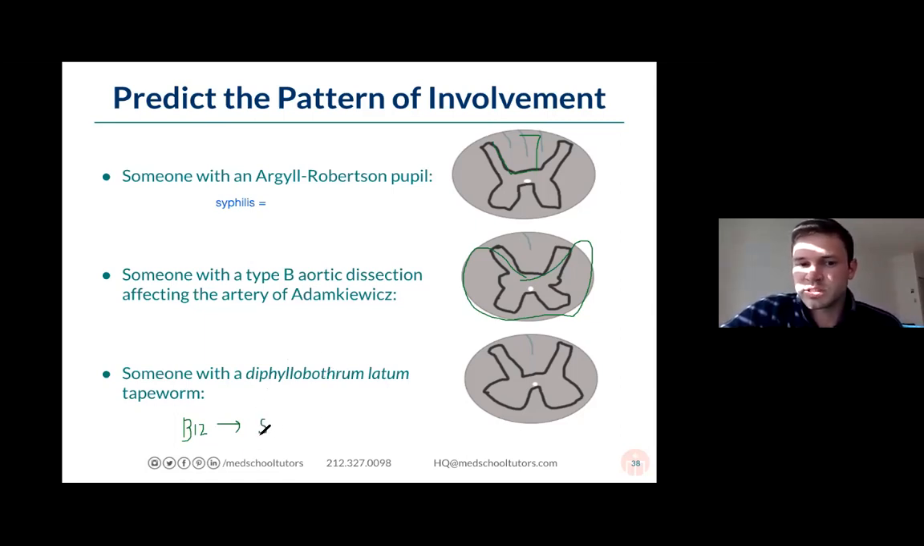B12 deficiency causes subacute combined degeneration, right? So subacute and combined should make you think that it's slow, it's subacute. Combined means it's two things. It tends to affect the dorsal columns, but I don't want to forget that it also affects the lateral corticospinal tract, right? So this is the classic pattern of a B12 deficiency. They can have upper motor neuron weakness below, usually in the legs, right below, so in their body, and then the vibration and proprioception loss, but they have intact pain and temperature up here. I'm sorry, pain and temperature.